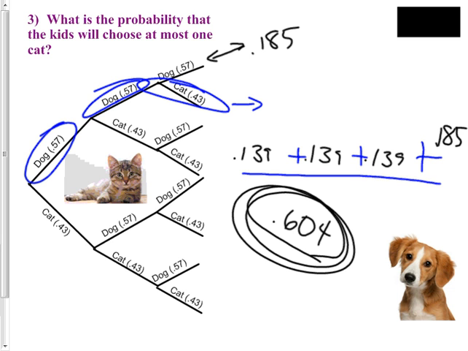Yes? Good question. Is this dependent or independent? When the kid goes in and picks an animal out of the shelter, do the probabilities change for the other kids?